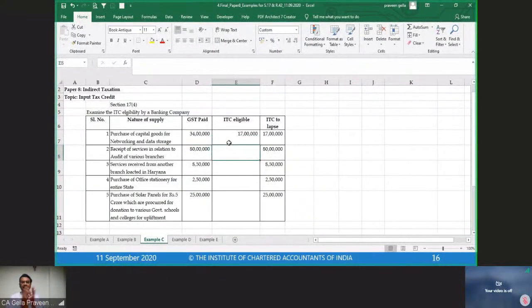Audit is something which is essential. They have revenue RBI audit, they have statutory audit, they have concurrent audit, they have electronic audit. So there are various audits. Because it is used in relation to business, again 50% of the ITC is eligible.